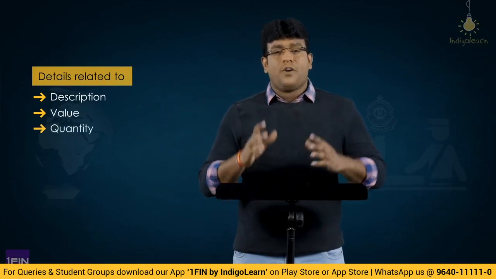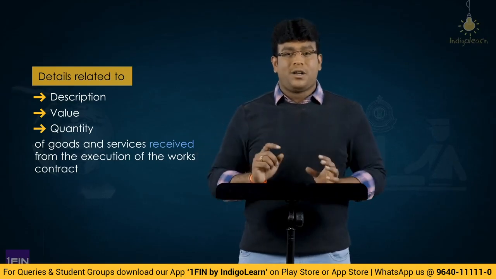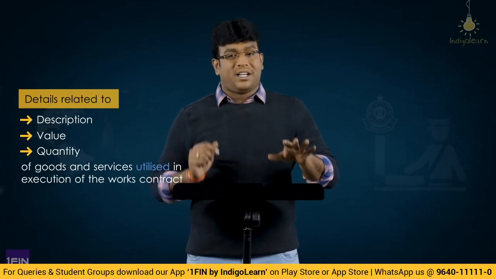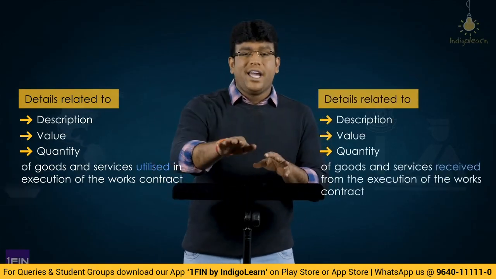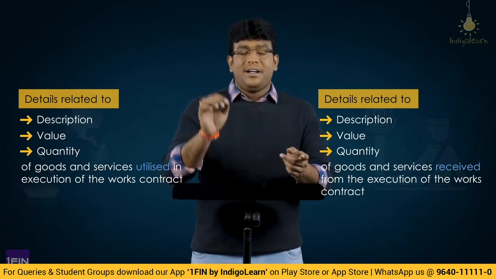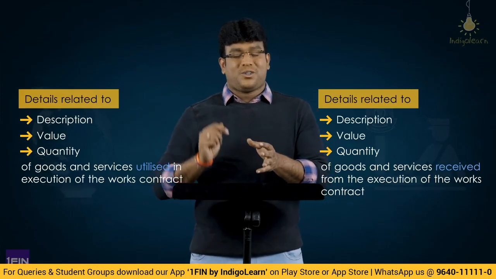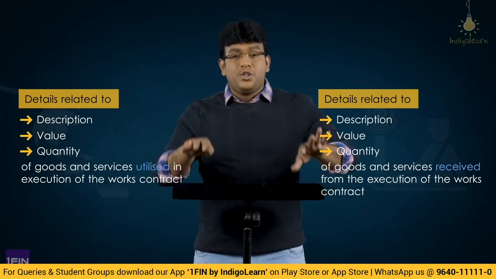Then the person executing the works contract should also maintain details related to the description, quantity and value of the goods as well as services which have been received in relation to execution of the works contract. And he should also maintain the details of quantity, value and description of the goods and services utilized in execution of the works contract. Please understand, the second point I told you is the description, quantity and value of the goods and services received. The third point is the details of description, quantity and value of the goods and services utilized. So the second record is related to the goods received. The third record is related to the goods which have been utilized.